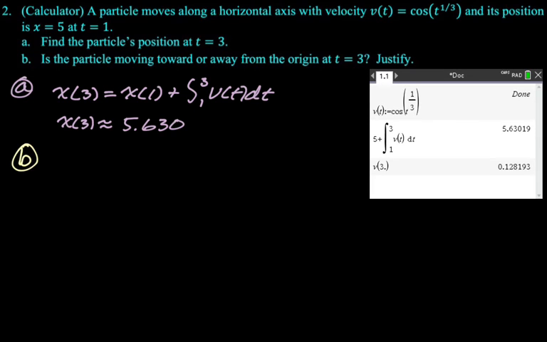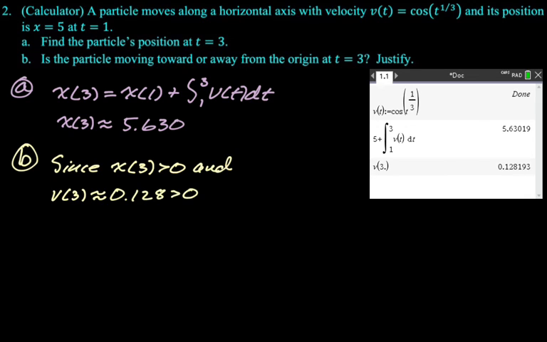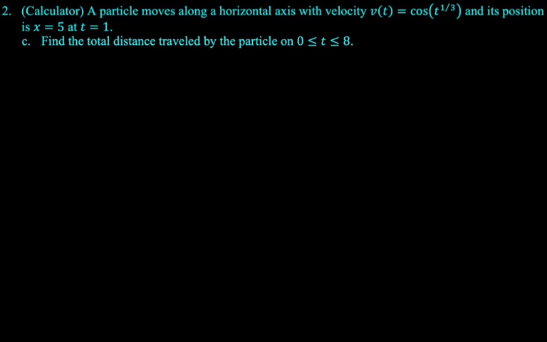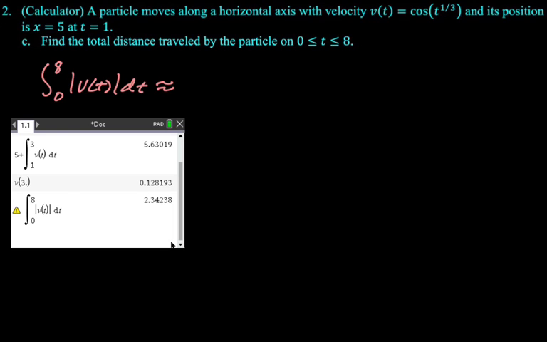So just use a calculator to find v of 3, 0.128. So I'm going to say, since x of 3 is greater than 0 and v of 3 is greater than 0, the particle is moving away from the origin at t equals 3. So make sure you reference both pieces, though. All right, what's the next thing we've got to do? Find the total distance traveled by the particle on 0 to 8. So that's just going to be the integral from 0 to 8 of the speed, the absolute value of velocity. And it's a calculator problem, so calculator, 2.342.